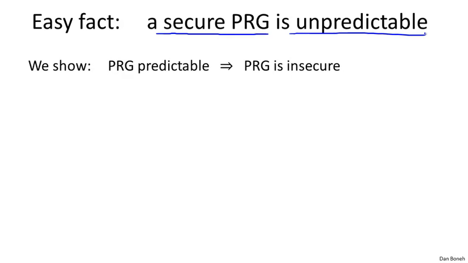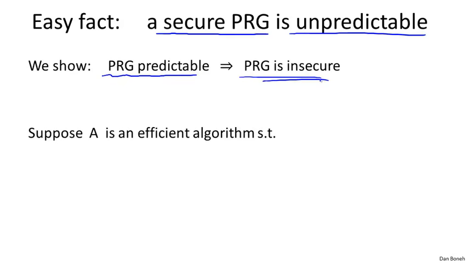The way we're going to do that is using the contrapositive. That is, we're going to say that if you give me a generator that is predictable, then necessarily it's insecure. In other words, necessarily I can distinguish it from random. This is actually a very simple fact, so let's see how we would do that. Suppose you give me a predictor. In other words, suppose you give me an efficient algorithm such that, if I give this algorithm the output of the generator, but only the first i bits of the output, it's able to predict the next bit of the output.